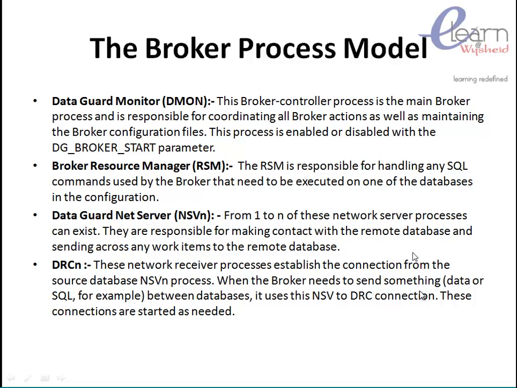So the process flow is happening like this: the daemon process of the primary will be responsible for making any changes on both the primary as well as the standby. The daemon process of the primary will give the instruction to the RSM process on the primary to make the database changes. Once the RSM process makes the changes on the primary, there is a need for a handshake between the primary and the standby, and the handshake takes place between the NSV process of the primary and the DRC process of the standby.